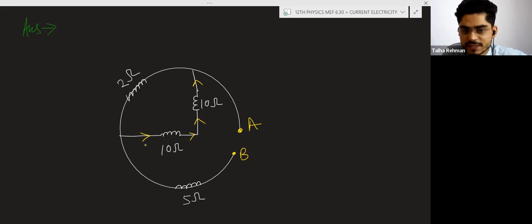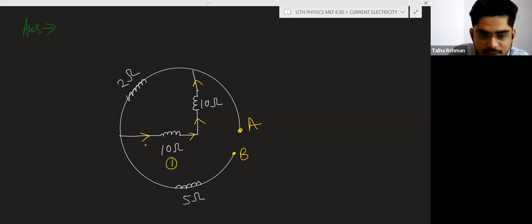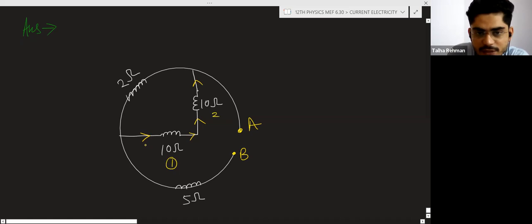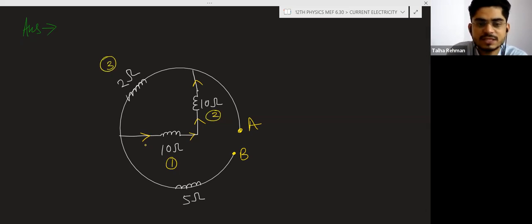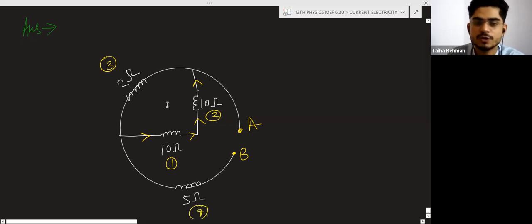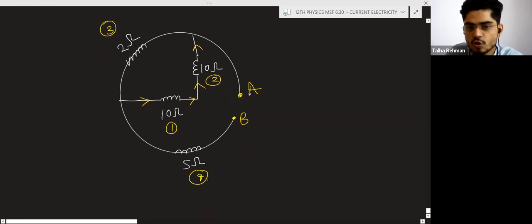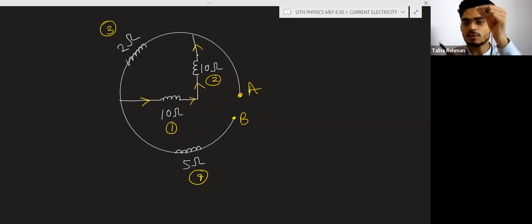This 10 ohm and this 10 ohm are connected in series. So I am supposing this 10 ohm as resistance 1, this 10 ohm as resistance 2, this 2 ohm as resistance 3, and this 5 ohm as resistance 4. So you can see this 10 ohm and 10 ohm, 1 and 2, are connected in series, because this is just a bending of wire.